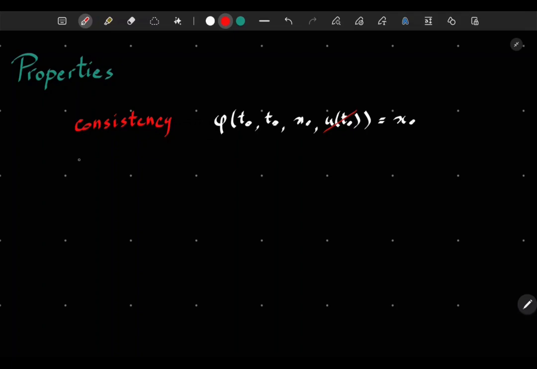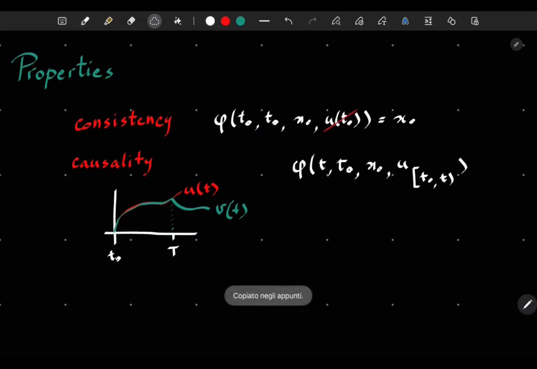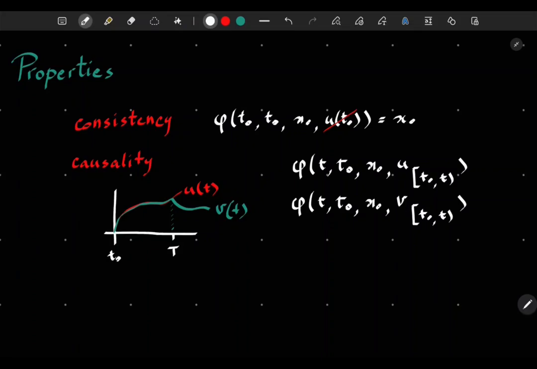And the second property is indeed causality. As we said, this property tells us that future inputs cannot influence the current state of the system. This can be expressed as follows. Imagine we have two functions u of t and v of t, which are equal up to some time capital T. Then, if we consider the trajectories generated by these two inputs, which can be written as, then these trajectories must be equal for any t in the interval t naught capital T.